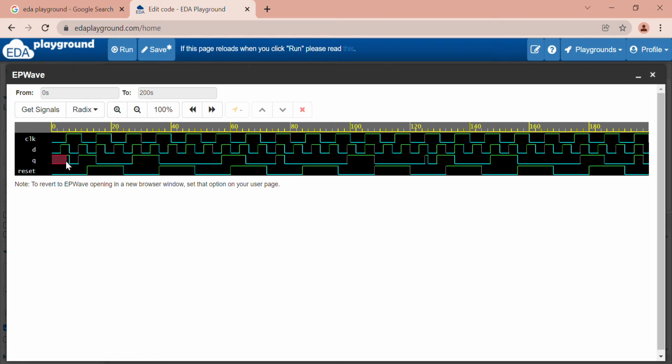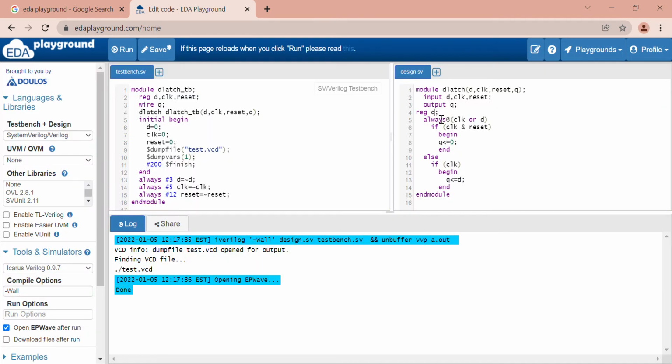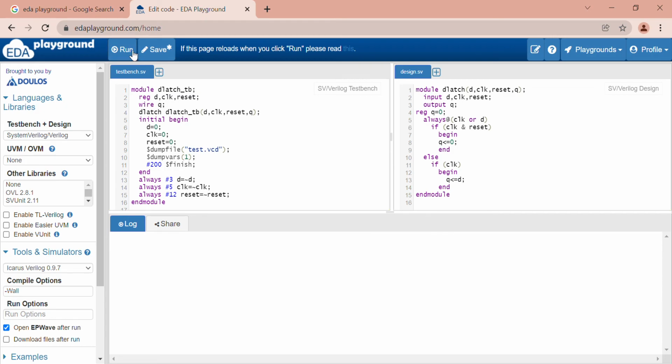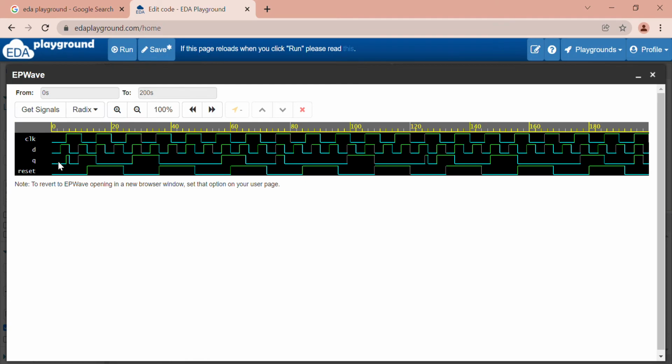This red mark is the high impedance state, showing because we haven't given any initial value to Q. So let's first set the initial value of Q to 0, that is reg Q equals 0. Okay, then our high impedance state has been removed. So this is the output.